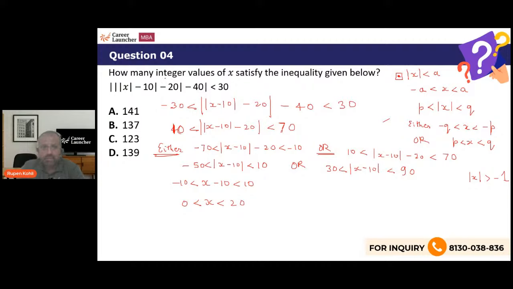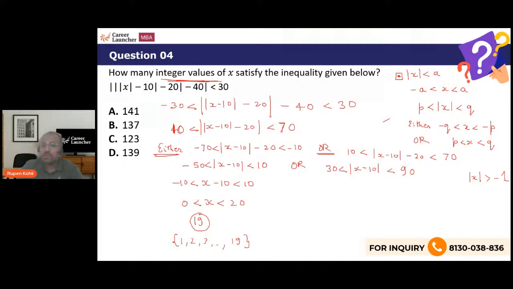Since we are counting the integer values of x, we have to count them. You can see the options are the number of integer values of x. So here we get 19 values, because remember x has to be strictly within the range of 0 to 20. So the solutions we get from here are 1, 2, 3, 4 up to 19, right? Let's see what happens from here.